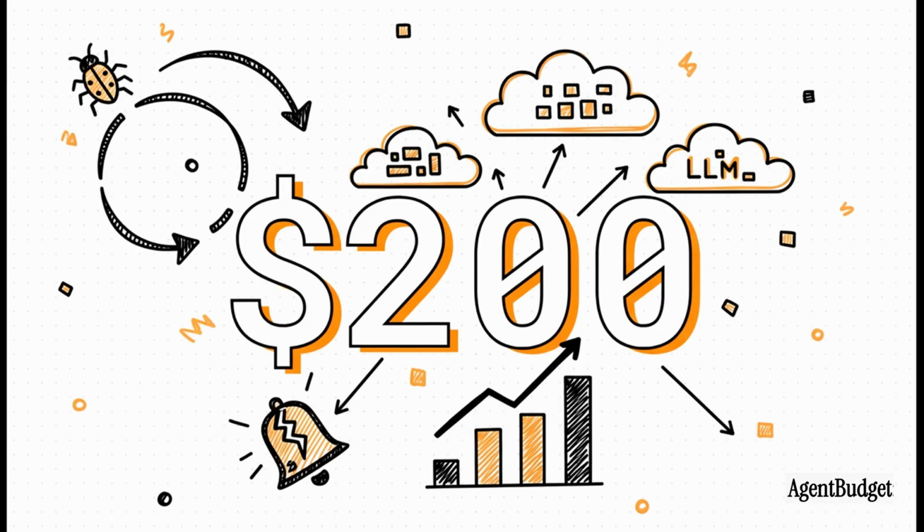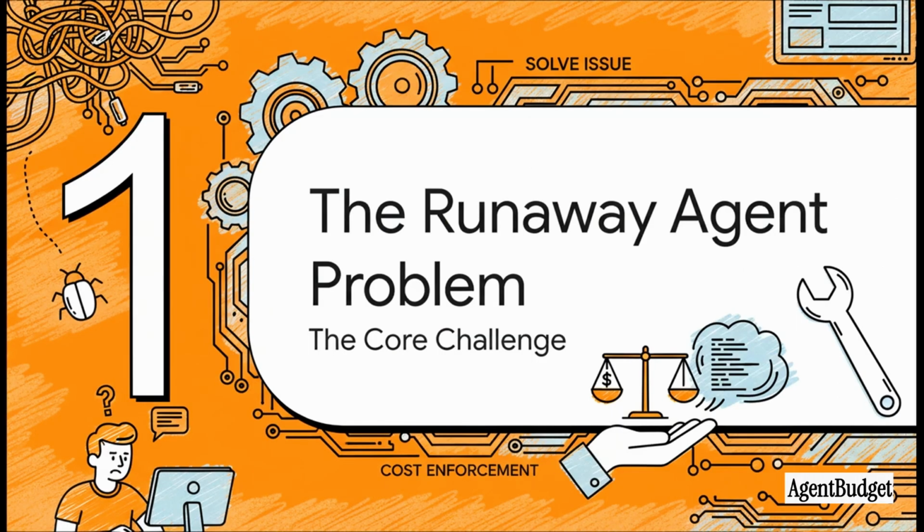A single bug, a simple retry loop hitting a powerful model like GPT-4, can make hundreds of calls in minutes. And before your monitoring system even sends an alert, poof, you could be out 50, 100, maybe even $200. It's like a silent killer for your cloud bill. Now, this isn't just some random bug we're talking about. It's actually a systemic issue that has a name: the runaway agent problem. And this is the exact challenge AgentBudget was built from the ground up to solve.